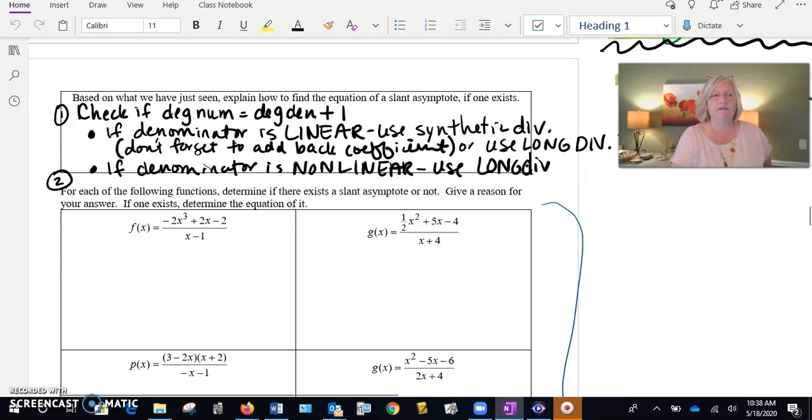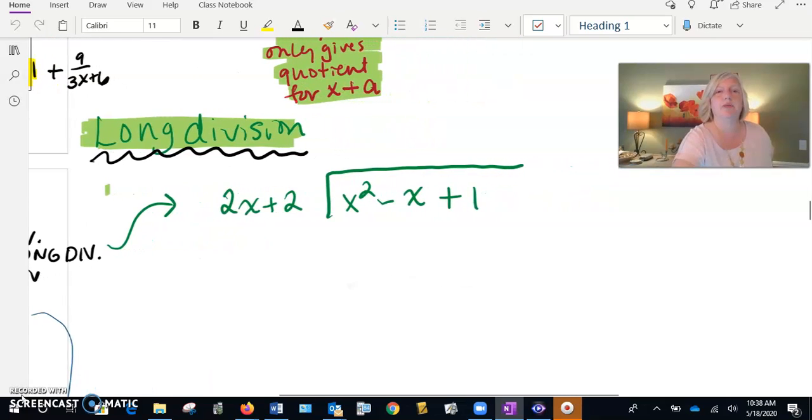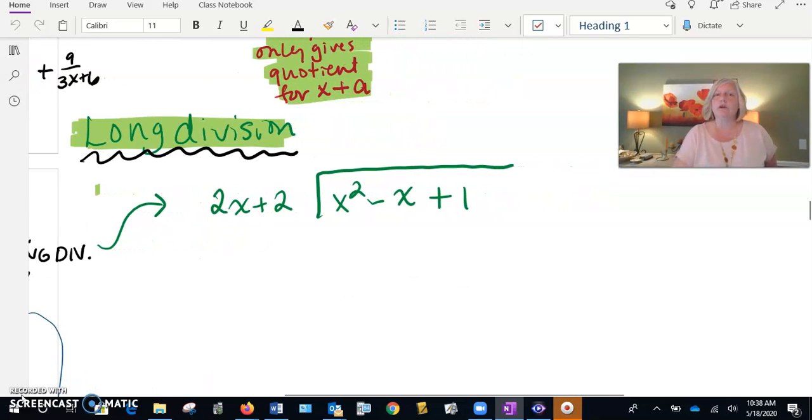We're going to do that first here in this video, and I'm going to redo the example from above with the h of x, where you were dividing x squared minus x plus 1 by 2x plus 2. We're going to do that as our first thing to show you how long division works.